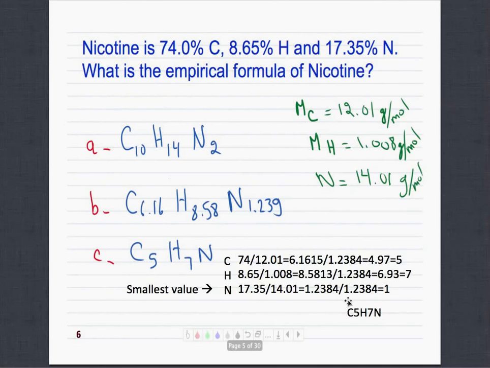So in this case, you're not given the molar mass of nicotine, or the molecular weight of nicotine, so you can't go from the empirical formula to the molecular formula. And the question is about the empirical formula.